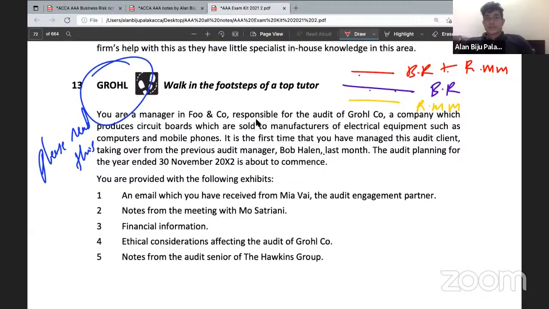All right. So now let's start discussing the question. We will be finding out both the business risk and the risk of material misstatements from the scenario. So let's start with it.